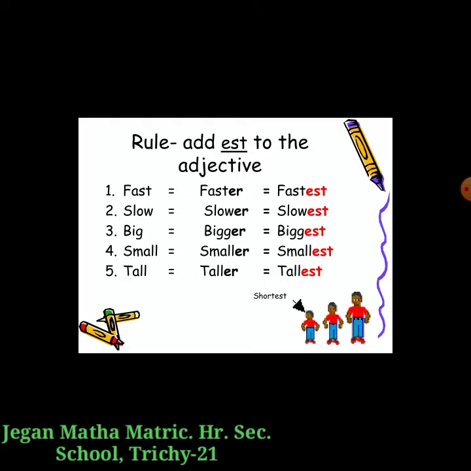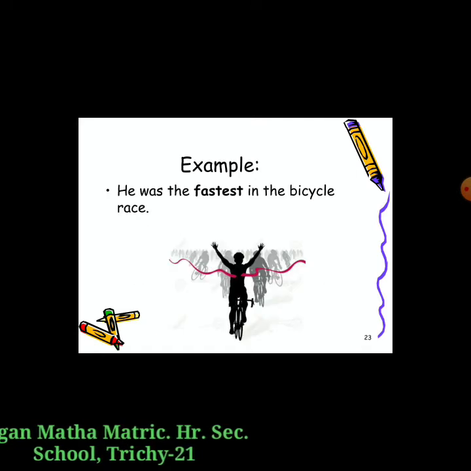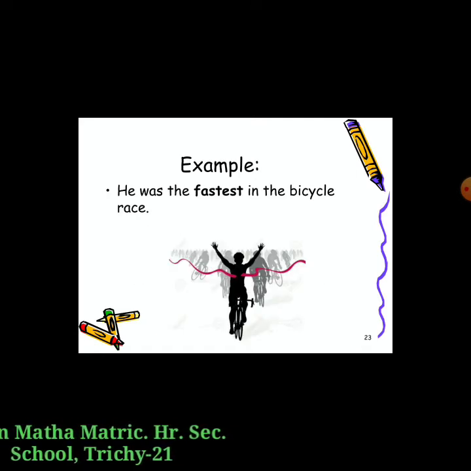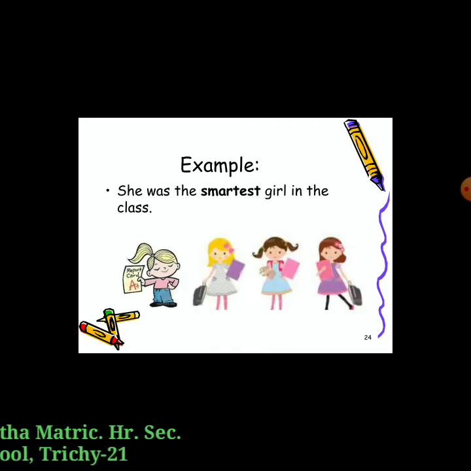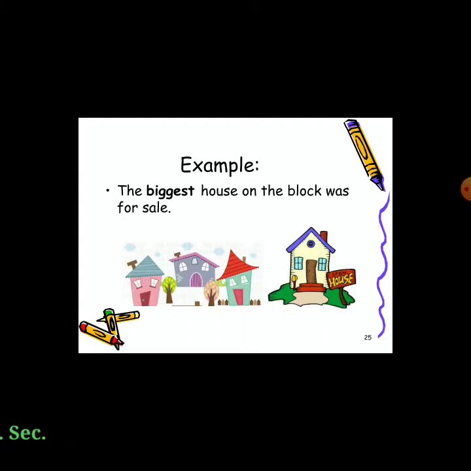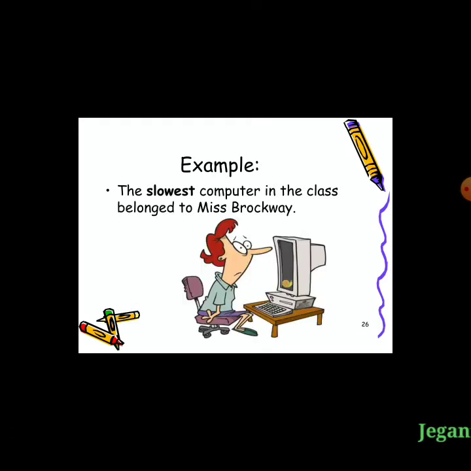Est is superlative, tallest. For example, he was the fastest in the bicycle race. Fastest, est. That is superlative degree. She was the smartest girl in the class. What is the adjective? Smart. So here smartest, add est to the adjective. It is called superlative degree. The biggest house on the block was for sale. Biggest, superlative. The slowest computer in the class belonged to Miss Brockway. Slowest, superlative degree.